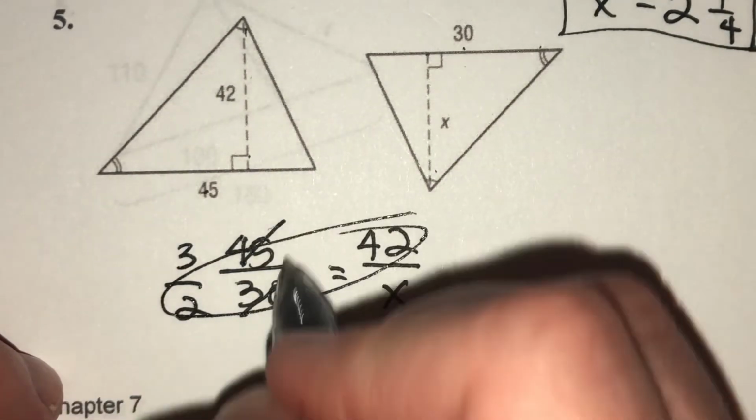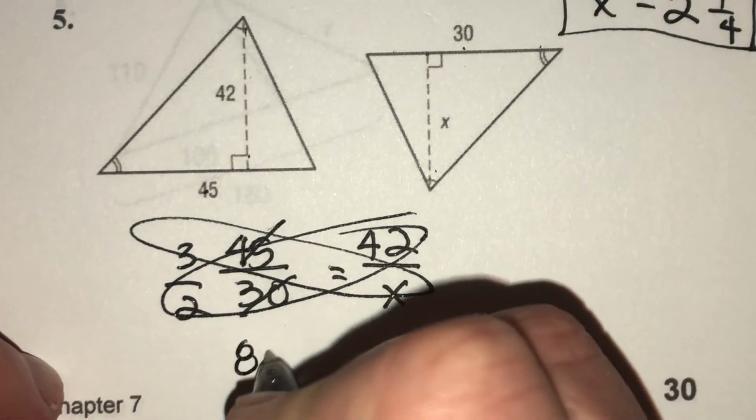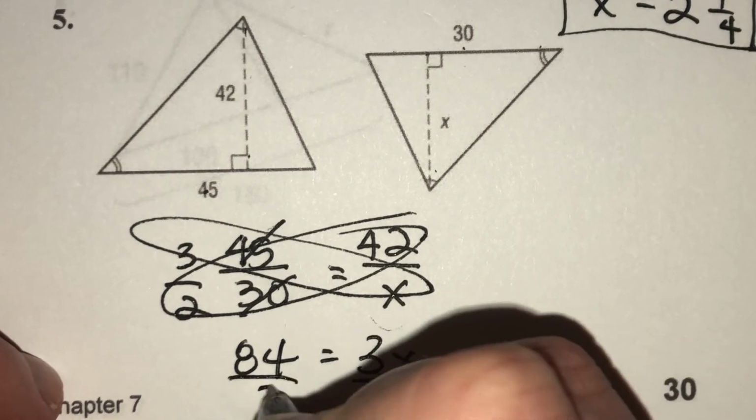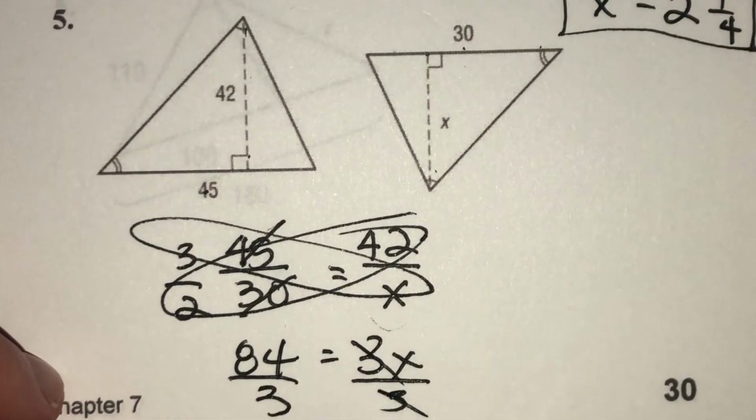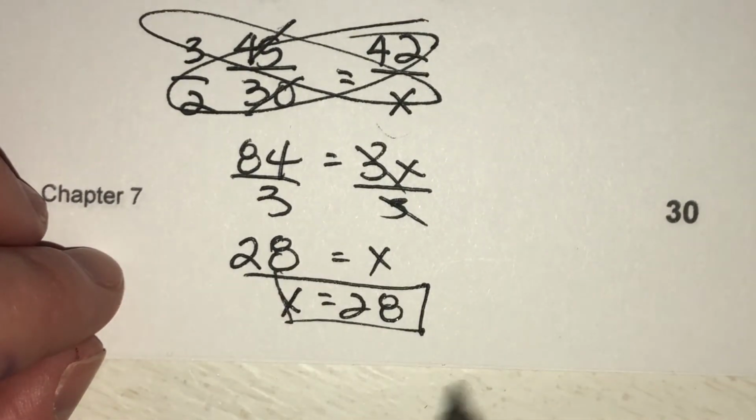So I'm going to cross multiply this guy, cross multiply this guy. 2 times 42 is 84. 3 times x is 3x. And then divide by 3. 3 goes into 84 28 times. So I should write x equals 28. 28 equals x, or x equals 28.